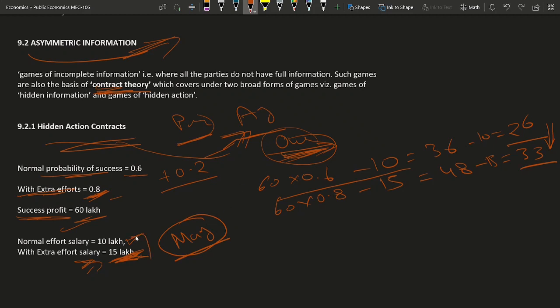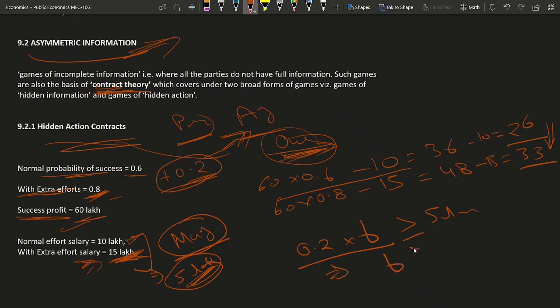So here in the market, the extra salary for efforts is 5 lakh, and the probability increase is 0.2 with the extra effort. So the incentive or bonus for putting in the extra effort should satisfy 0.2 multiplied by b, where b is the bonus. This should be greater than or at least equal to the extra effort salary of 5 lakh. So if we solve this equation, then b will be greater than or equal to 25 lakh. So at least b should be 25 lakh; the bonus should be 25 lakh, and only then will the manager put in the extra efforts.